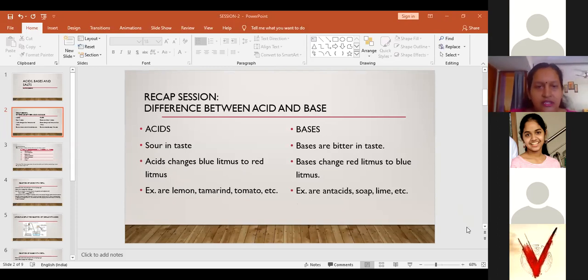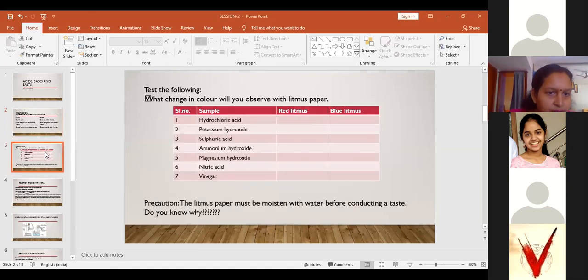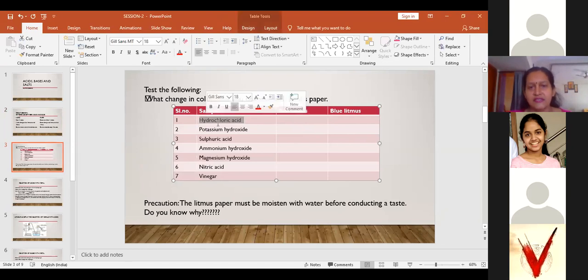Moving forward, let us go to the new things. Before that, a small question from my side. I have made a table here, if you are able to see, where certain ingredients, rather certain chemicals, are written. I want you to identify the kind of litmus change in these particular things. The first ingredient here is hydrochloric acid. How do you think hydrochloric acid will show a change when red litmus is dipped in it and blue litmus is dipped in it?